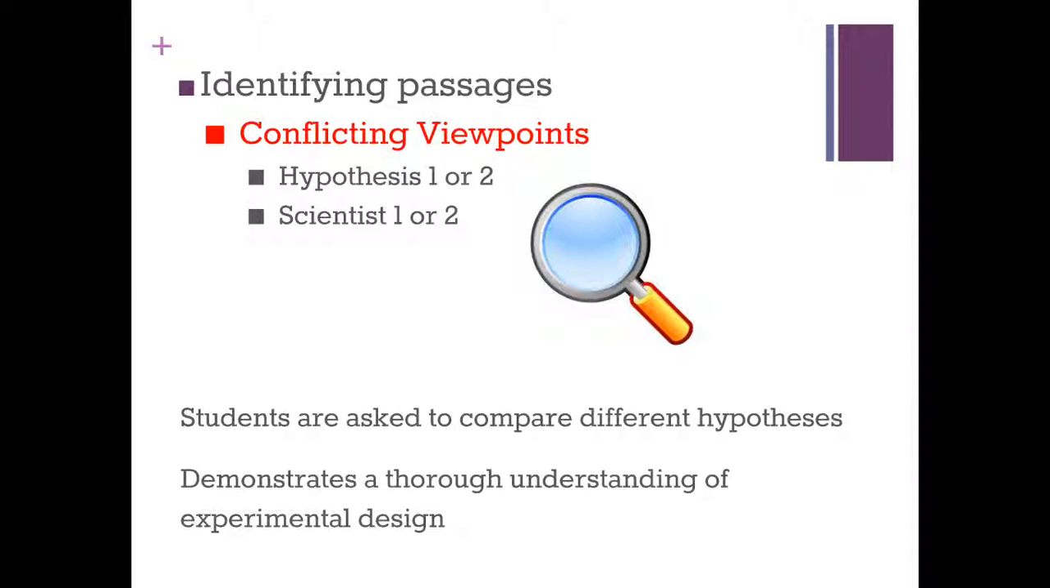The last type of passage that you would see would be a conflicting viewpoints passage. Often what you would see on this is hypothesis 1 or hypothesis 2. You may see scientist 1, scientist 2, because they have 2 conflicting viewpoints. At this point, these types of passages are going to ask you to compare different hypotheses. It also is going to ask you to have a thorough understanding of experimental design. There's only one of these, and of all the types of passages, these are probably the most difficult. But again, we're going to go through some strategies to help you with that.